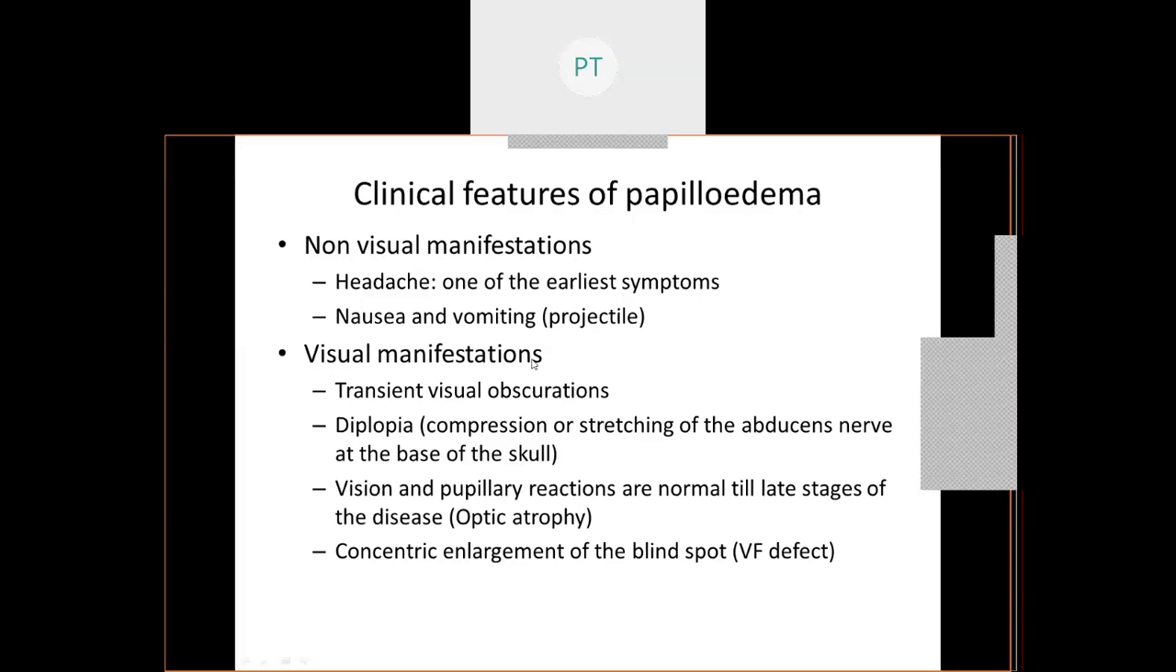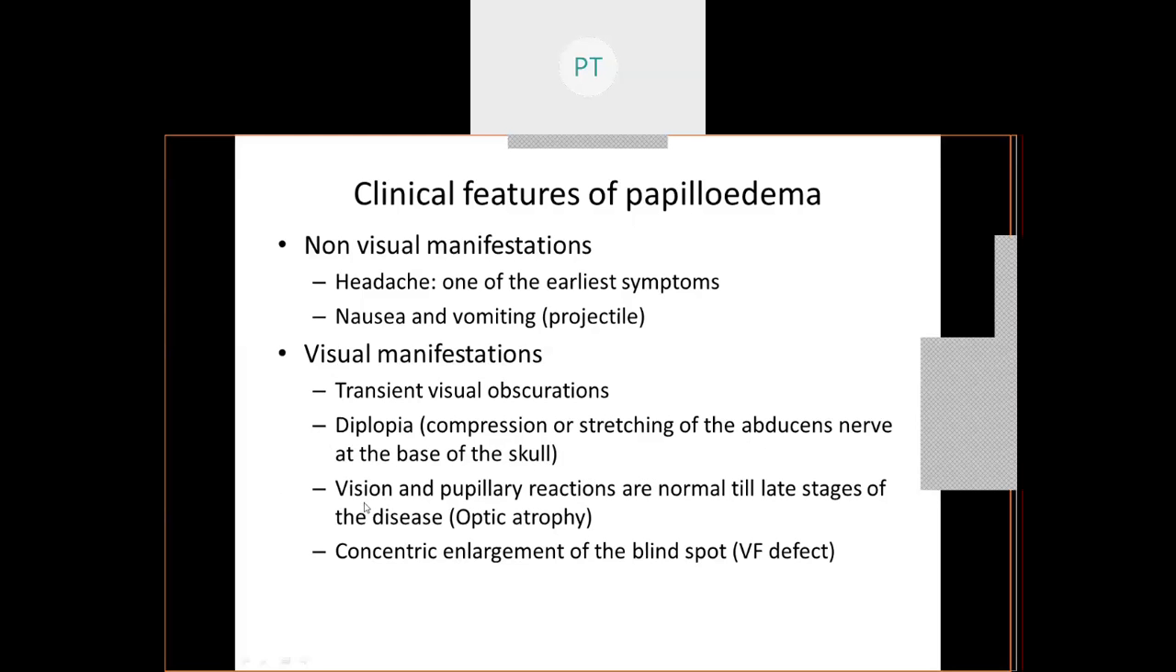We can start first with increased sleepiness, and then later it can become more severe. Now the visual manifestations: they can present with transient visual obscurations, a history of attacks of transient blackout, which can last up to 30 seconds in either one or both eyes, especially in those with established papilloedema. Then diplopia, or horizontal diplopia, is seen when there is compression or stretching of the abducens nerve, the sixth nerve, at the base of the skull. So this is one of the false localizing signs of the sixth nerve palsy.